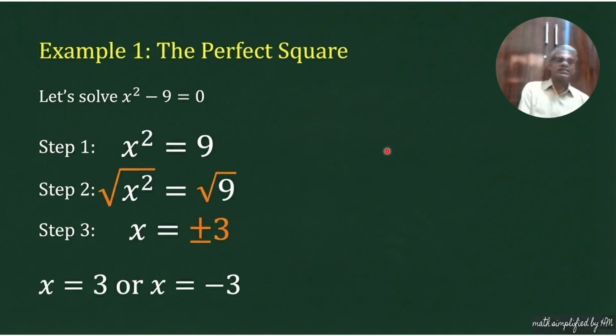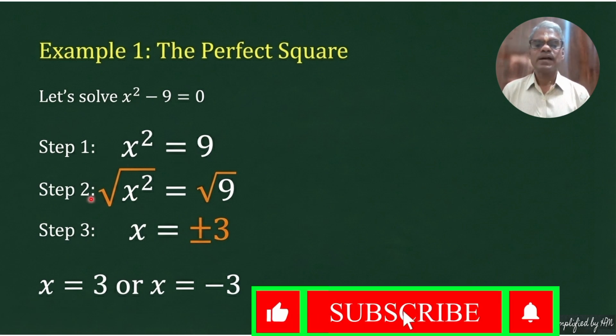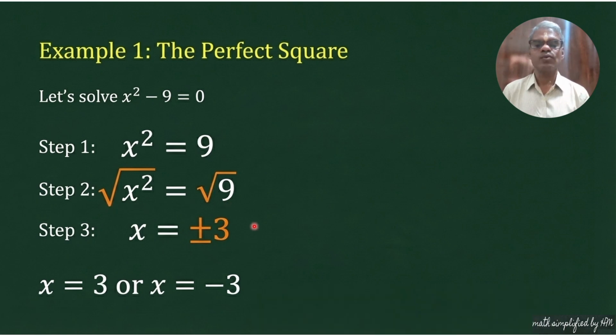Now we will see two examples of such type. First, x square minus 9 is equal to 0. So first step, isolate x square, move minus 9 to right side. We get x square is equal to 9. Second step, take the square root of both sides. So square root of x square is equal to square root of 9. Step 3, write both roots. So x is equal to plus or minus 3. So x is equal to 3 or x is equal to minus 3 is the solution of quadratic equation x square minus 9 is equal to 0.